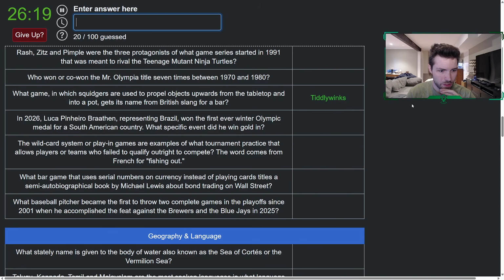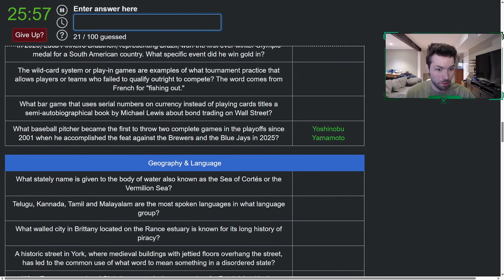What baseball pitcher became the first to throw 2 complete games in the playoffs since 2001, when he accomplished the feat against the Brewers and the Blue Jays in 2025? Whoa. Wait a second. Yamamoto? Interesting. Wow, I didn't even realize that he did that, but it makes sense. Yeah, he was very, very good in the playoffs.